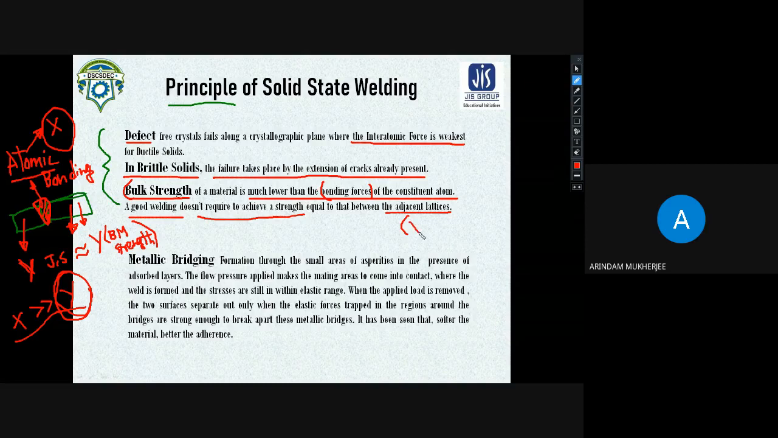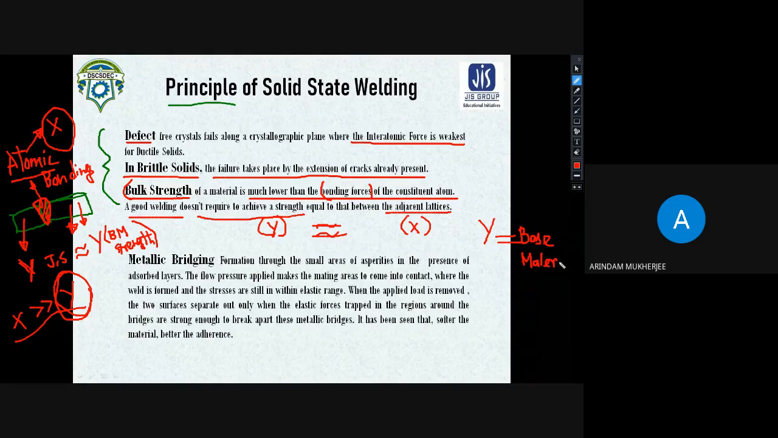Okay, that means it is X, and if this is X, it doesn't mean that Y has to be equal to X or very close to X. It is enough if Y attains the strength of the base material. If the strength of Y is equal to the base material, then it is enough.